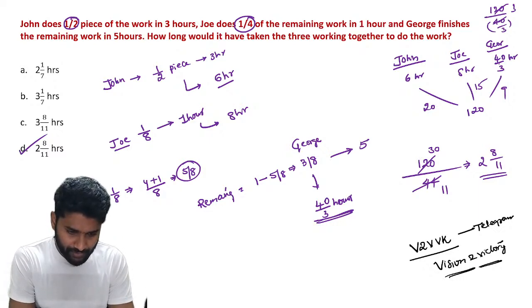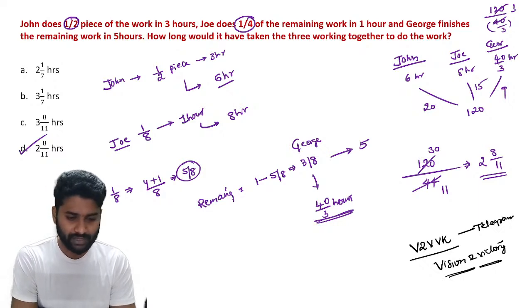Manushri, very good. Option D, Razi, Sivasai. Very good one. Keep going.